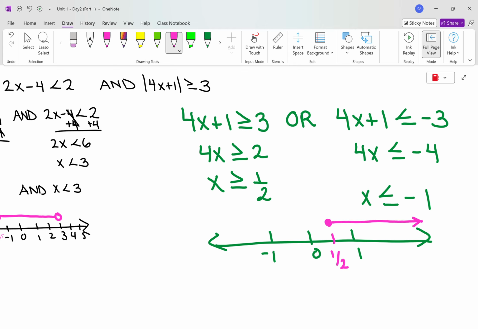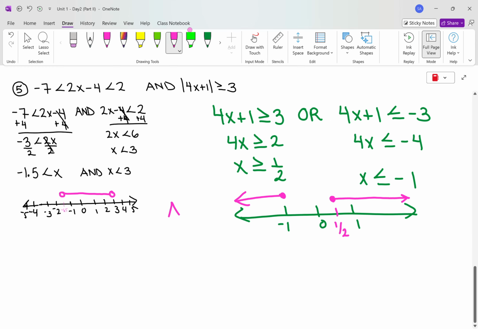Okay, so this is saying x is greater than or equal to a half. So closed circle over a half, go to the right. x is less than or equal to negative 1, closed circle on negative 1, go to the left. Is this an acceptable answer for or? Arrows going in different directions? Absolutely. If it's in this solution, we're good.